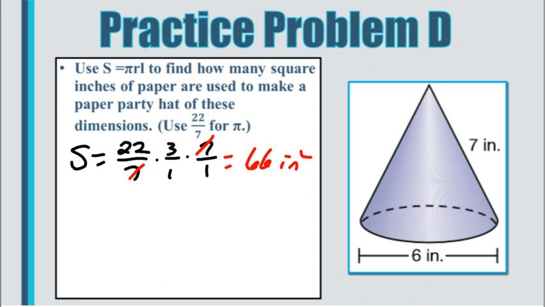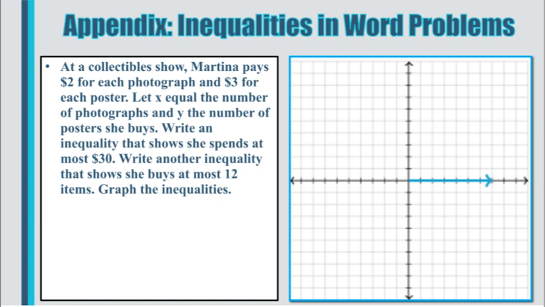And our last thing for today is inequalities and word problems. So we need to come up with our 2 inequalities. It says at a collectible show, Martina pays $2 for each photograph and $3 for each poster. Let x equal the number of photographs and y the number of posters she buys. Write an inequality that shows she spends at most $30.